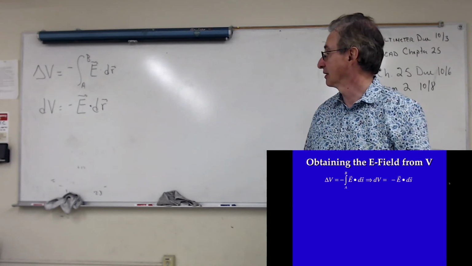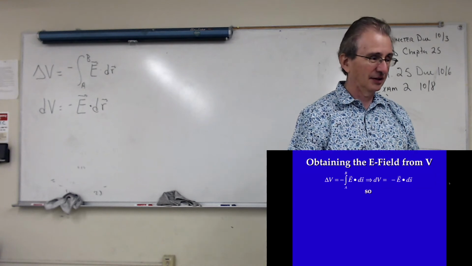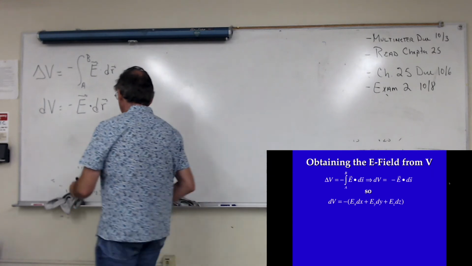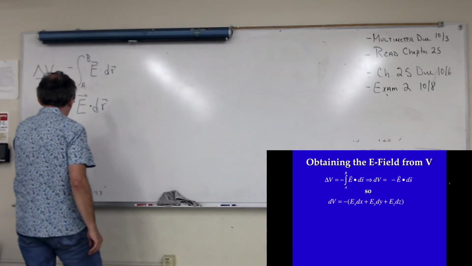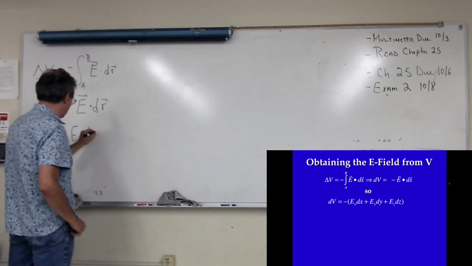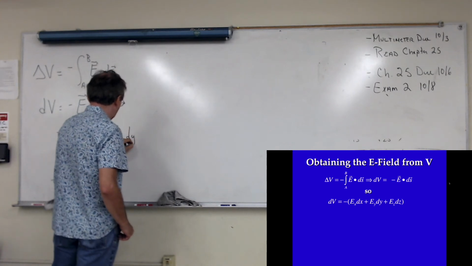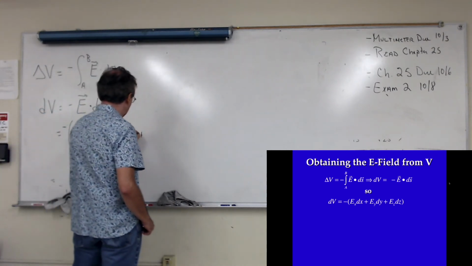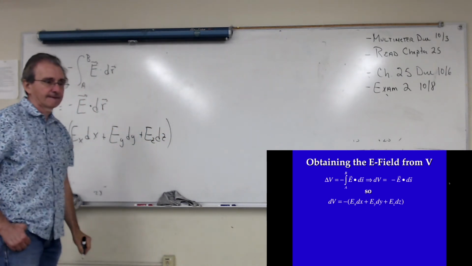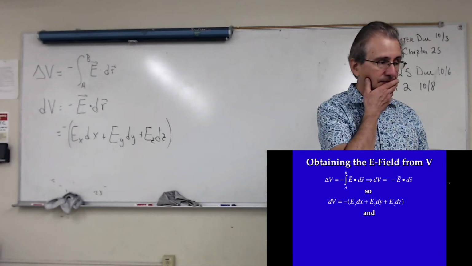So dV is minus E dot dr, where dr is dx, dy, dz. So the dot product is going to be E sub x dx plus E sub y dy plus E sub z dz. Okay.